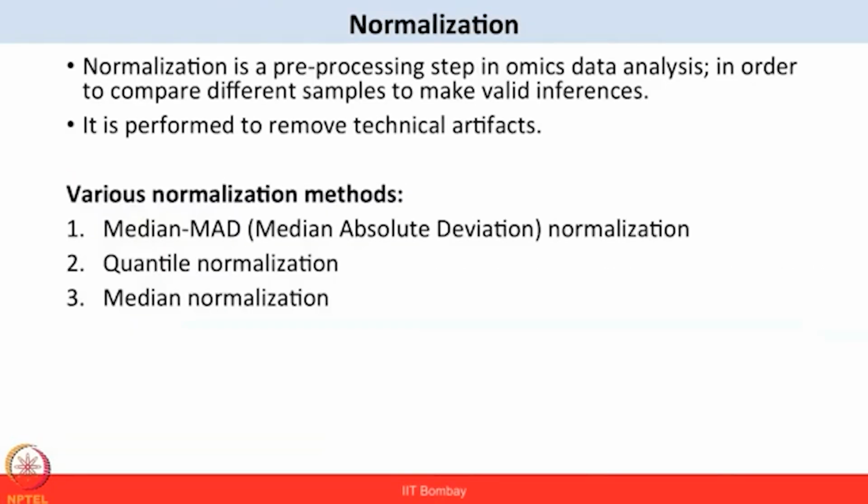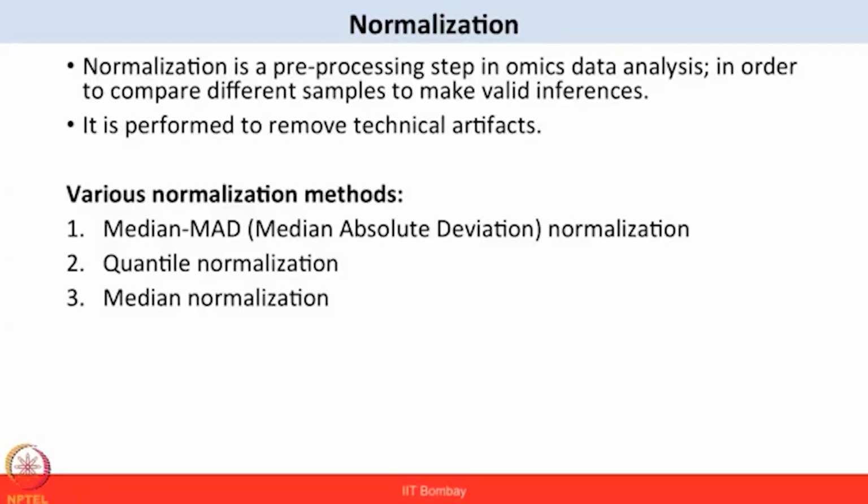Now the next topic is normalization. Normalization is a pre-processing step in omics datasets in order to compare different samples and make valid inferences. Normalization is performed to remove technical artifacts in experiments. Technical artifacts may come from changes in column, from manual handling, or from changes in day-to-day temperature. These technical artifacts are different from the true biological variations. The whole aim of normalization is to remove these technical artifacts without disturbing the biological variations.